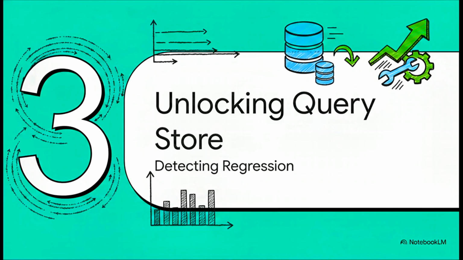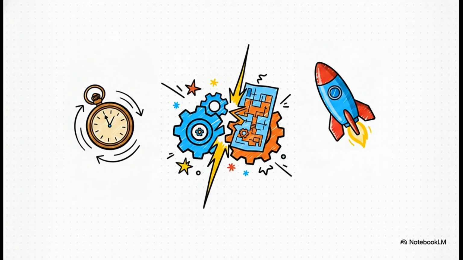Okay, let's pivot to our next tool, Section 3, unlocking the Query Store to detect regression. Because sometimes, queries that have been running perfectly fine suddenly hit a brick wall. In this next phase of the lab, you're actually going to simulate a database regression. You'll run a script that drops the database compatibility level down to 100.